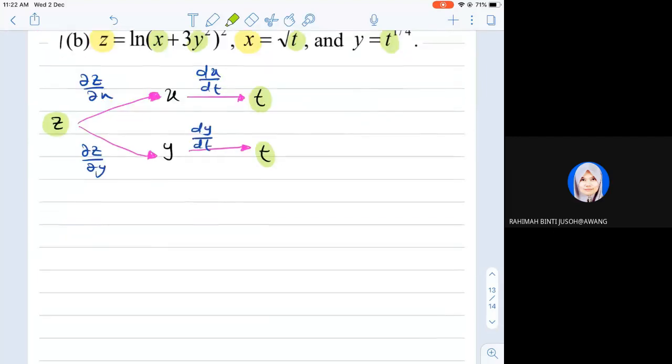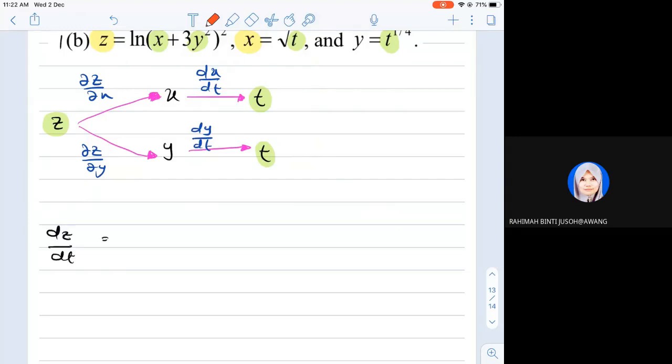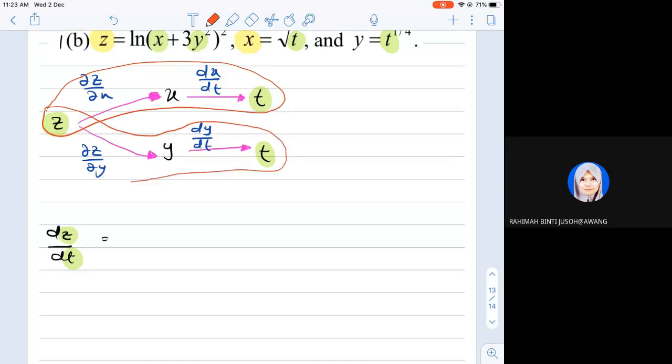Okay, so the question asks us to find dz over dt. So let's do it. The process is like this. I'm using the red color. We need to find the process from Z until we find T. So the journey is starting from Z, we go to X, we go to T. This is the first chain. And then the second chain is from Z goes to Y and then goes to T, like this.